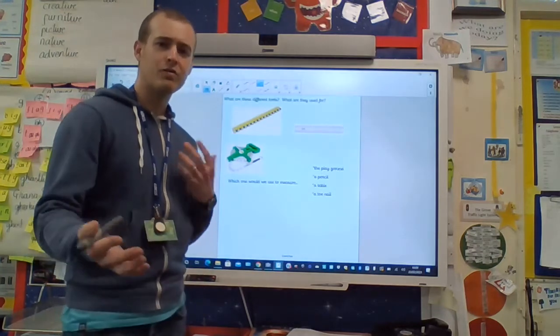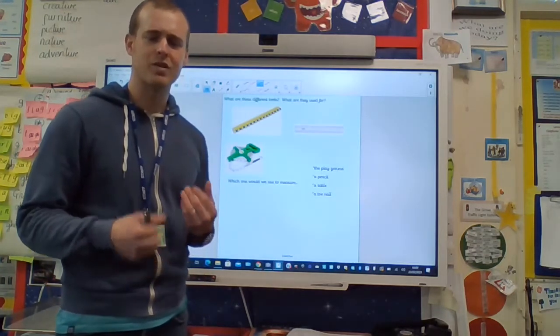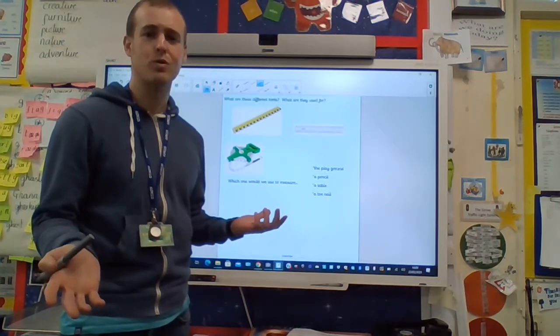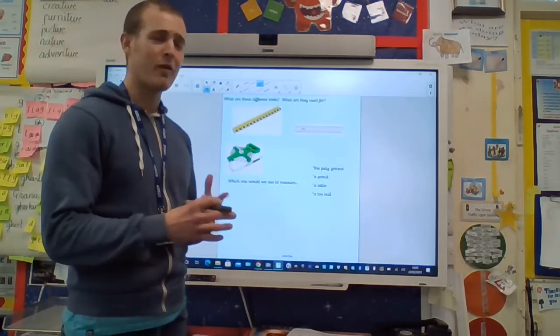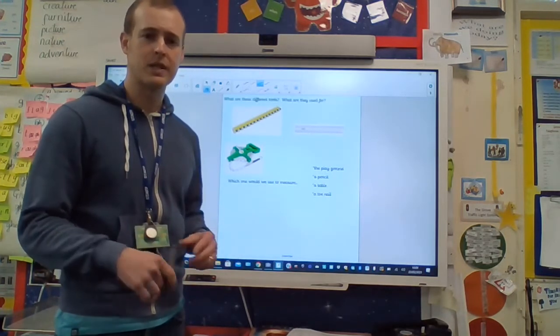It's really important that when we're measuring things that we use the correct tool, otherwise we might find it a little bit more challenging and a little bit difficult.